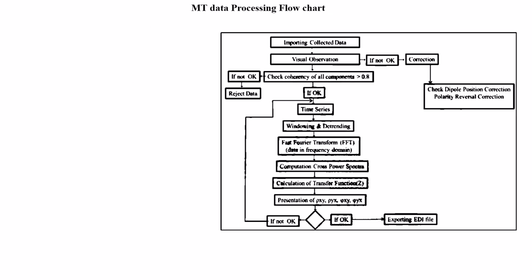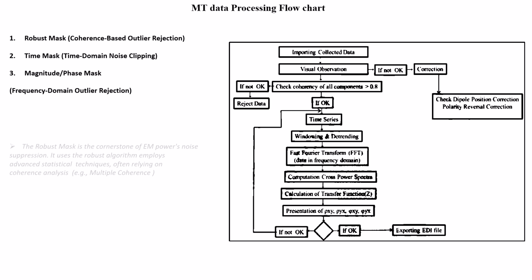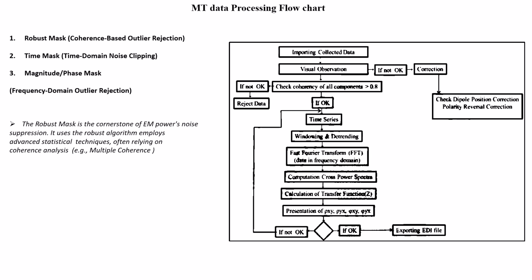So basically the data processing flowchart is, obviously, first to import the data, then you do visual correction. If there are any spikes in the time series data, you correct them manually. Then you check the cross coherency components, and you will have to carry out the robust marks, the time marks, the magnitude and the phase marks in the time domain or in the frequency domain regime. So one of the things is the robust marks, which is the power suppression using the robust algorithm methods, coherence method.